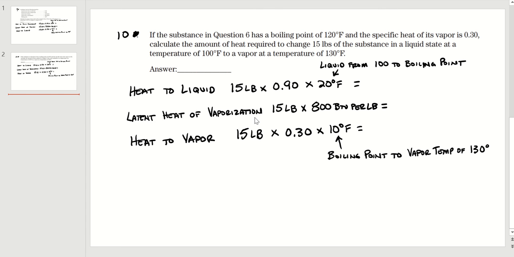Again, latent heat of vaporization, this time because we're actually going to a vapor, we're going to use 15 pounds times the 800 BTU per pound, which was its latent heat of vaporization. And then after it is a vapor, we're adding heat to raise it another 10 degrees from 120 to 130. So 15 pounds times the 0.3, which is given here as the specific heat of the vapor, times 10. So once you find the result of this calculation, and this calculation, you add them up, and the total will be your answer.